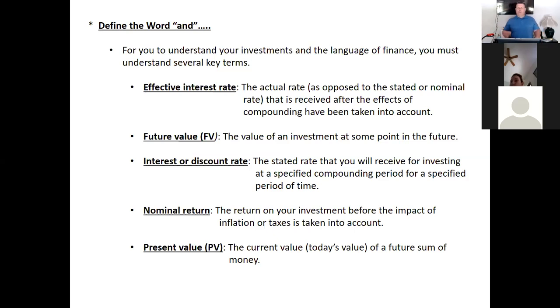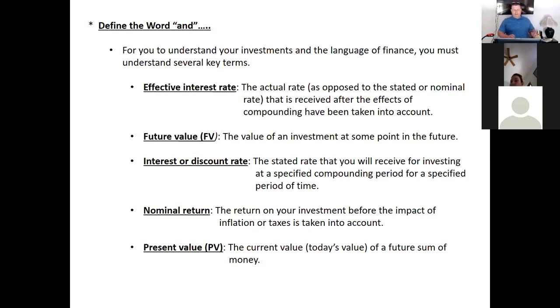Future value, also just abbreviated FV, is the value of an investment at some point in the future. If, for example, I leave my $10 at 10% in the bank for 1 year, I would expect to have $11 at the end of the year. That would be the future value of that money.